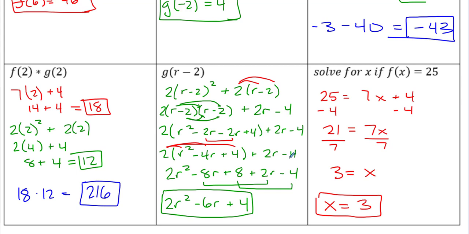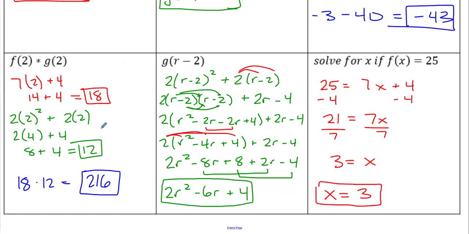All right, and then the last one, it said to solve for x for the function f, so I set that 25 equal to my 7x plus 4. I just went ahead and solved it, and I ended up with x equals 3. All right, very good. These just take a little bit of practice. That's why I'm going to give you a lot of them to practice with, and you will be good to go.